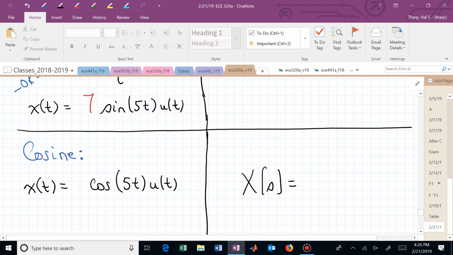What about cosine of 5t? Pardon? I agree with his answer. Oh, now the earlier answer is correct, is what you're saying? Everybody okay with that? What if I did the following? What if I said there's a 6? Now we just scale that by 6. Don't need to change anything else. The s over s squared plus 5 squared is still okay.